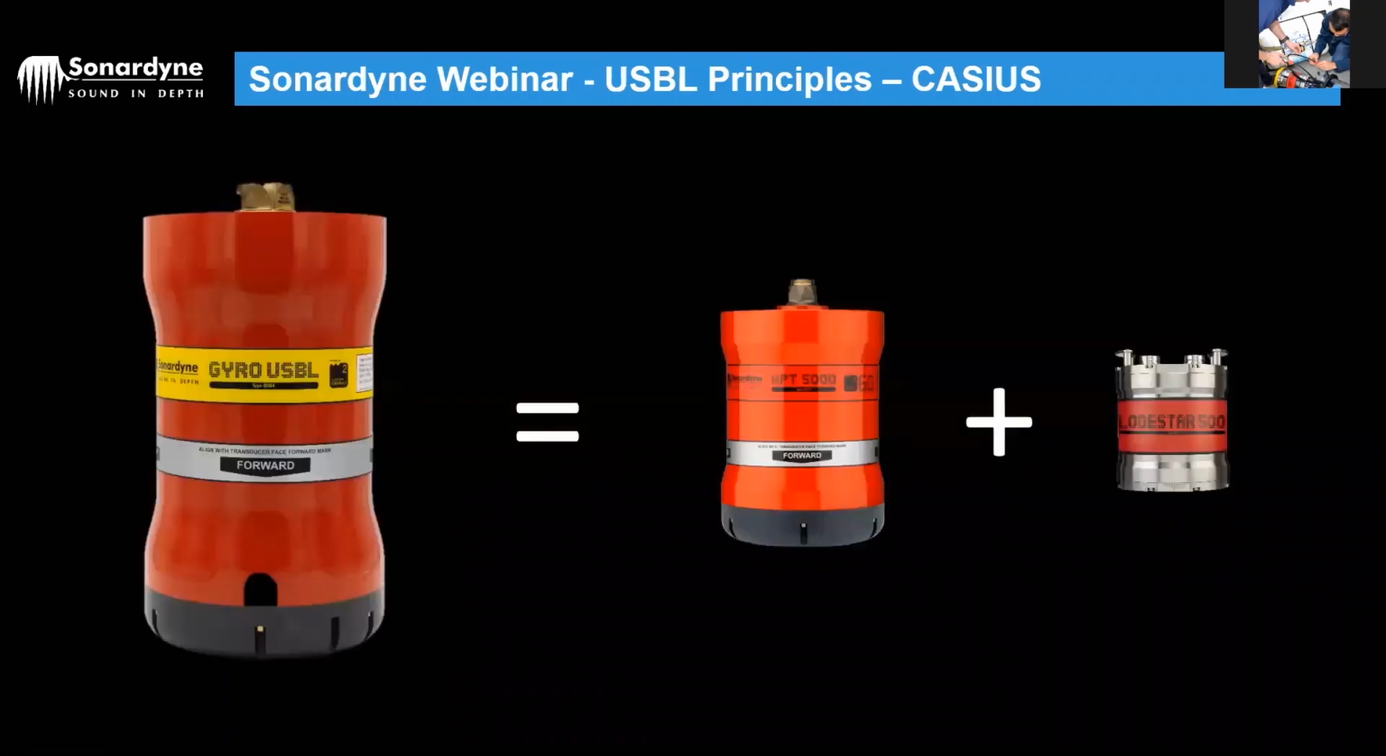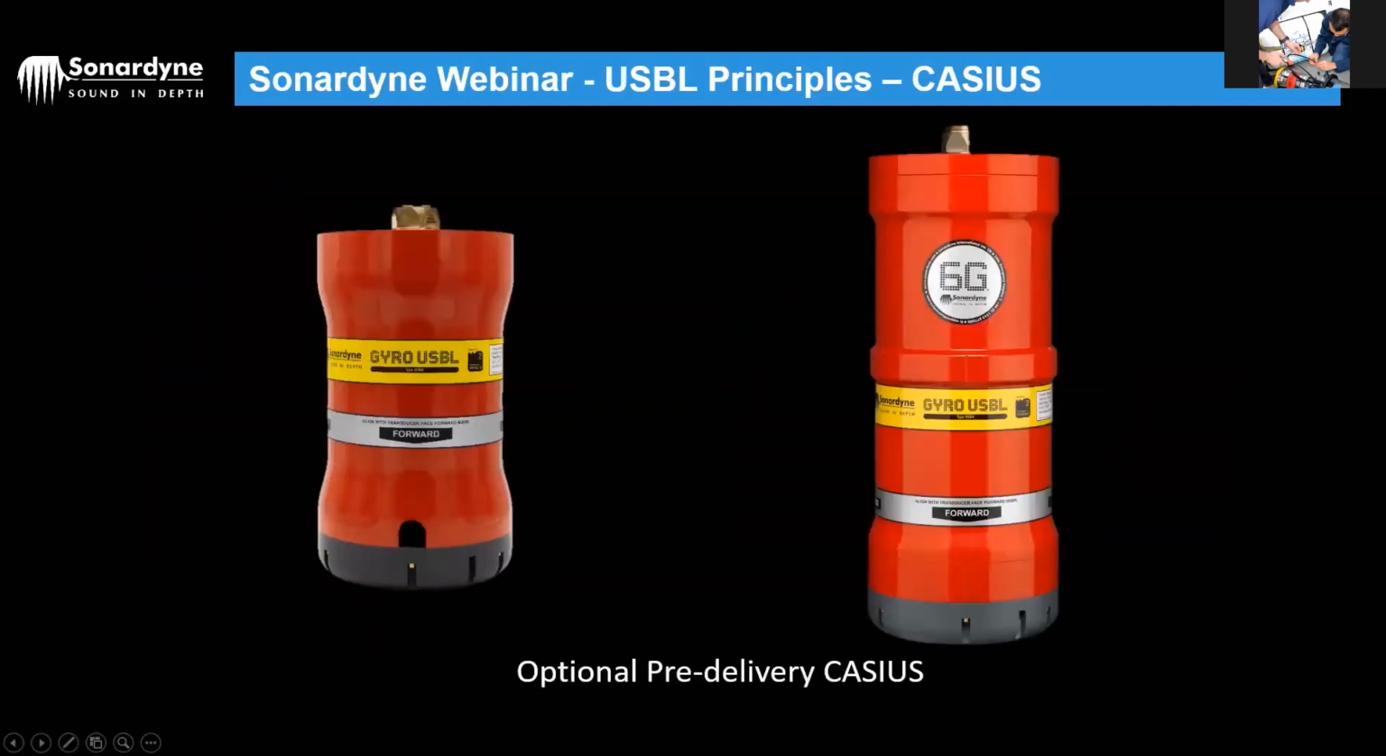Now, there are a couple of other things that can make Cassius a bit easier, having the MRU installed within the gyro, the transceiver head itself. And this is called a gyro USBL. So it basically has our MRU and the transceiver in a single unit. Basically it means you don't really need to do much with Cassius, because all your motion data is installed within it.